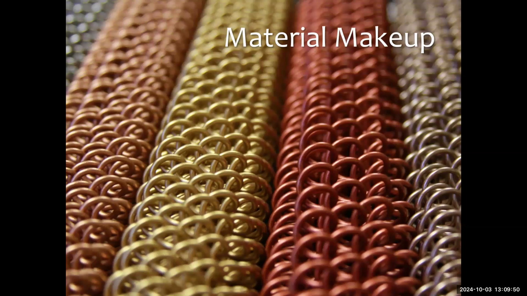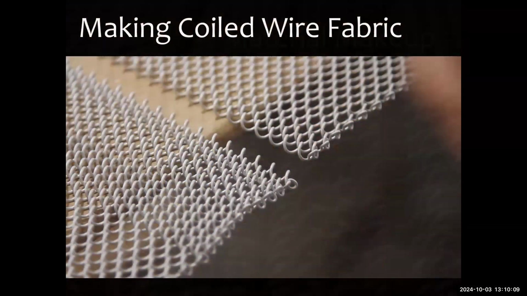We refer to the fabric in the coil direction. So what you see on the screen here is a vertical coil direction. It can also be turned 90 degrees and have a horizontal coil direction. All these variables will impact the aesthetic, the weight, the functionality, the performance of the final fabric.